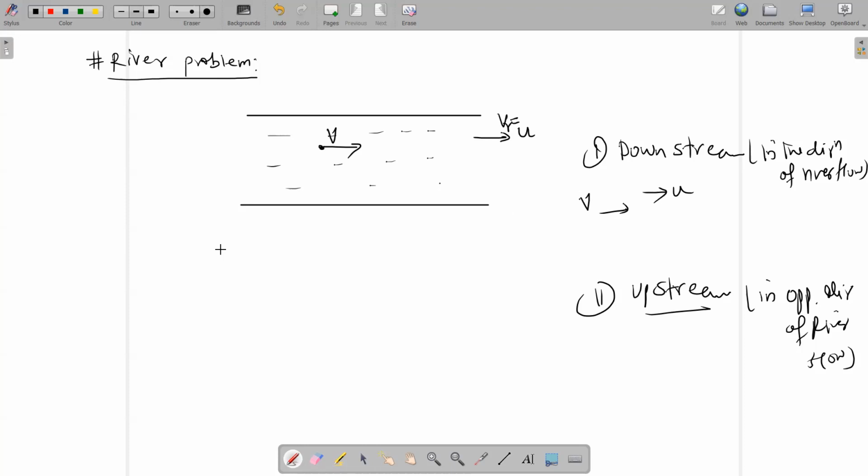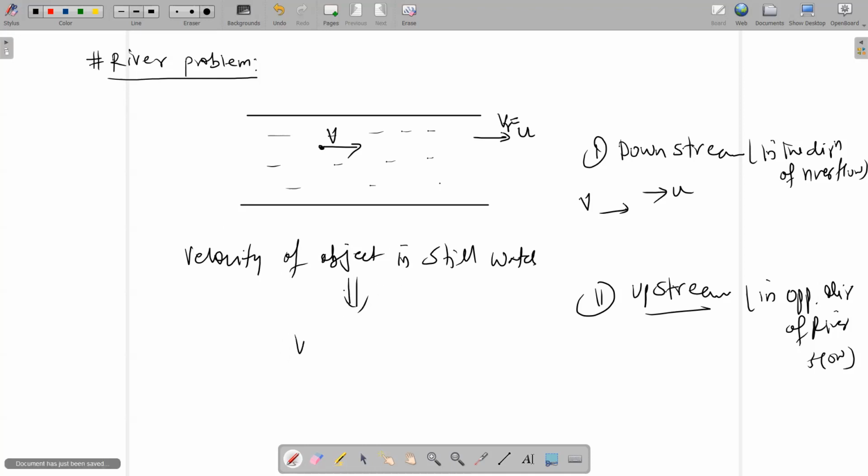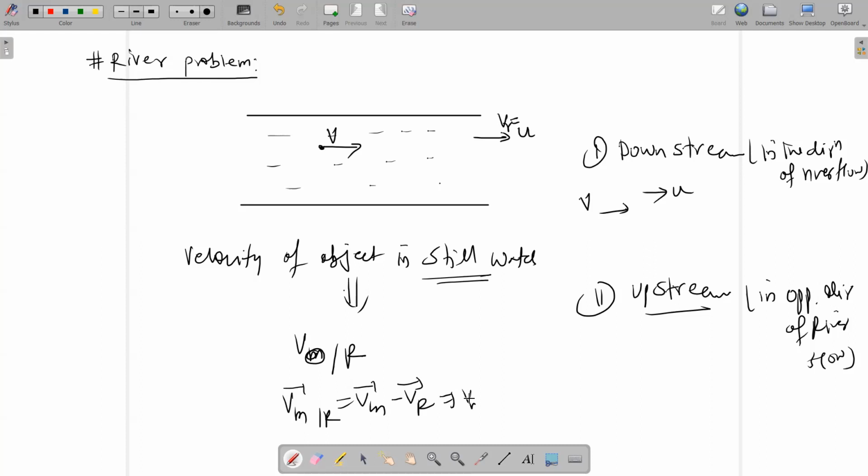Velocity of man in still water means the velocity of man with respect to water. So velocity of an object in still water simply means the velocity of man or object with respect to river. You just have to remember this keyword. Right. So velocity of man with respect to river is velocity of man minus velocity of river. And this is the velocity of man with respect to ground. So the velocity of man with respect to ground is velocity of man with respect to river plus velocity of river.